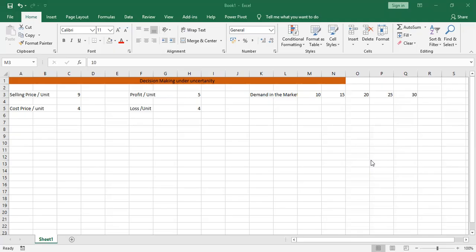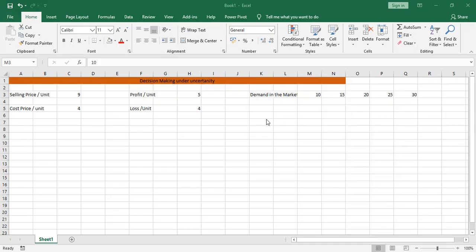Why 5 rupee? Because selling price is 9 rupee and that cost for me is what? 4 rupee. So 5 rupee is my profit. And what about my loss? If that newspaper is not sold, that means the 4 rupee is my loss.